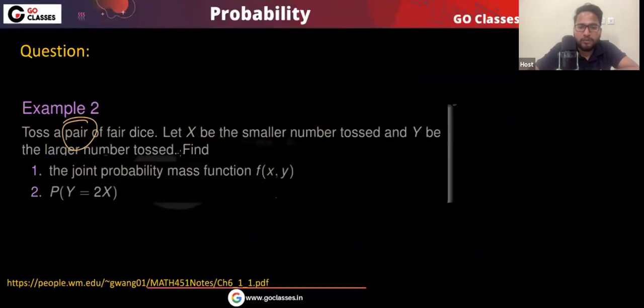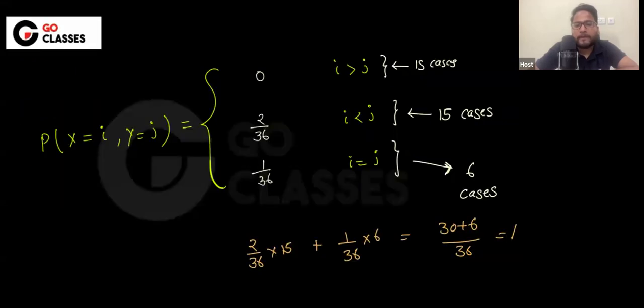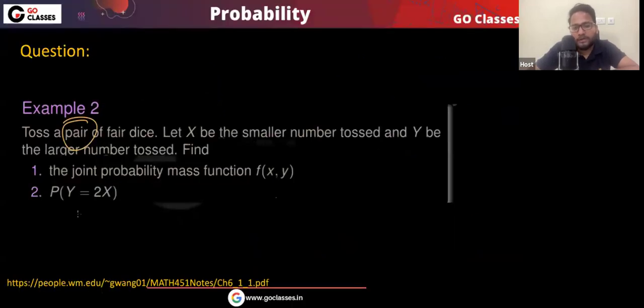Okay. So one of the students is saying, can you show the question again? Okay. So yeah, this is the question. Now I hope you understood, right? Cool. So this was just a quick check whether our calculations are correct or not. Now let's just see what is the probability that y being 2x.